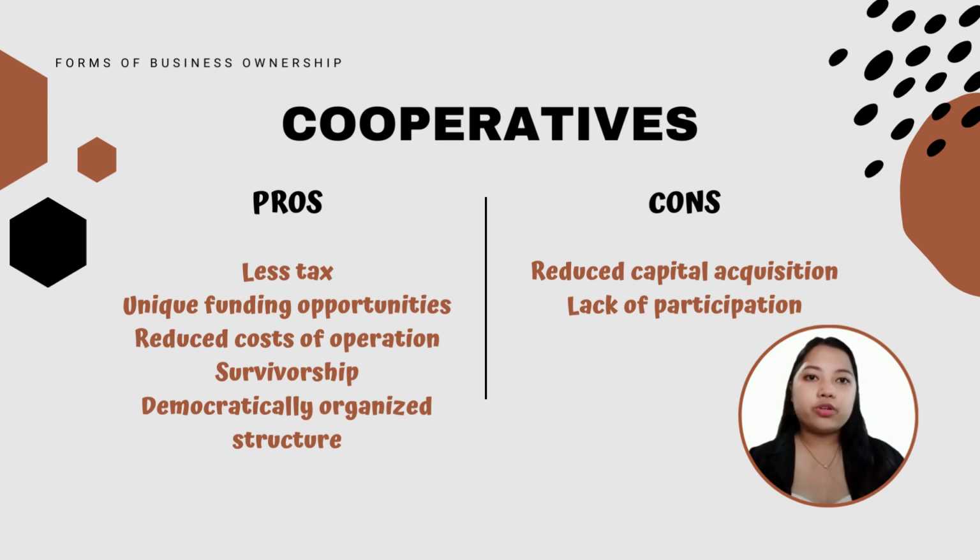Fourth is the survivorship. Co-ops can continue on in perpetuity, much like a corporation. Lastly is the democratically organized structure. Since each member gets a single vote regardless of their contribution, it can be assured that the needs of all members will be served.